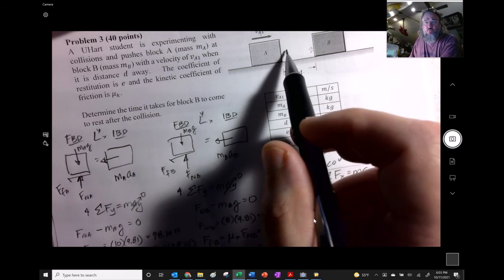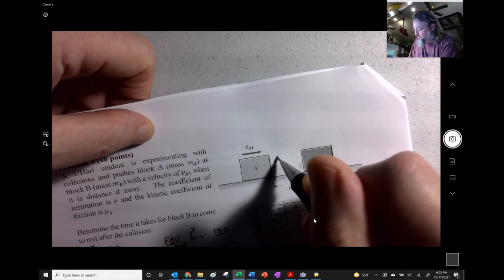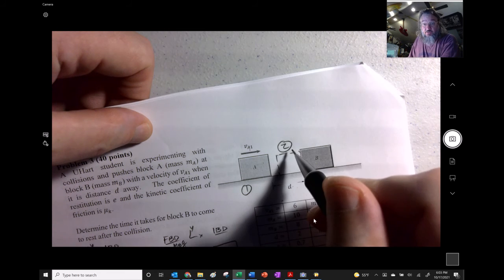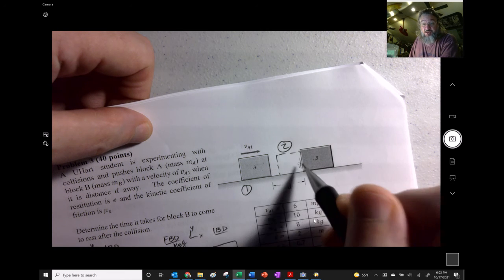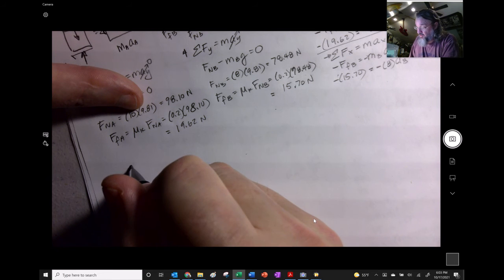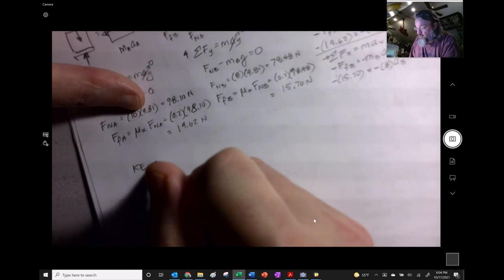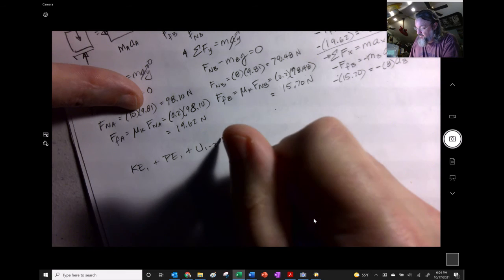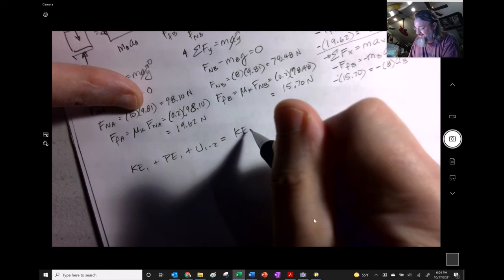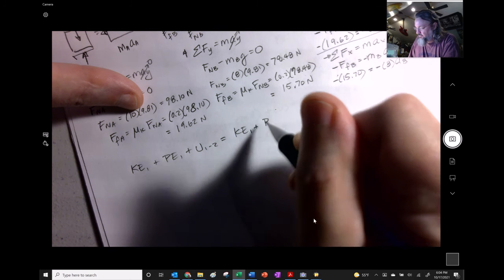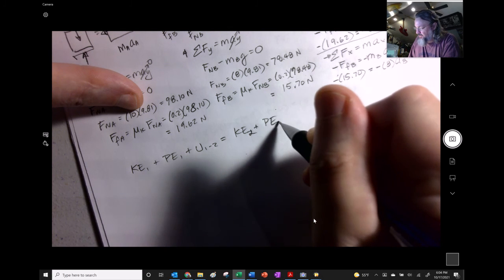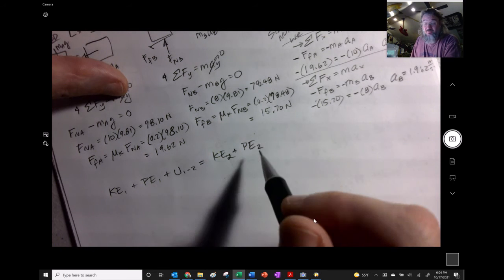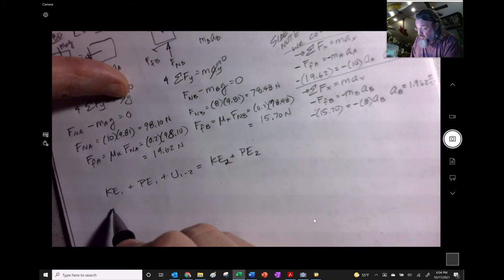Now I want to go work in energy. So what I'm talking about here is state 1, and I'm going to call this state 2. State 2 is just before it hits here. It has moved this direction right here. So I go KE1 plus PE1 plus work done between states 1 and 2. And this is only going to be for box A, right? Box B is not involved. We're just trying to find out what that velocity is going to be before there.